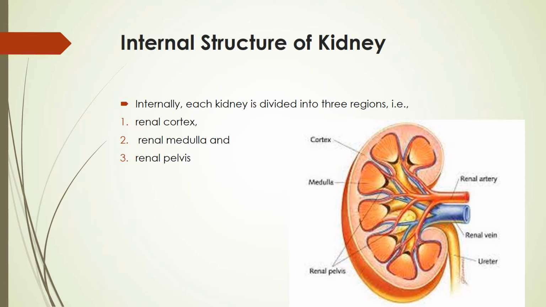We will discuss each part. First of all, renal cortex is the outermost region, as you can observe in the diagram. The outer region is called renal cortex, while the middle region is called renal medulla, which is divided into the conical masses, as shown in the diagram. Renal pelvis is the inner area where the urine is drained. The urine from the renal pelvis moves into the ureter.